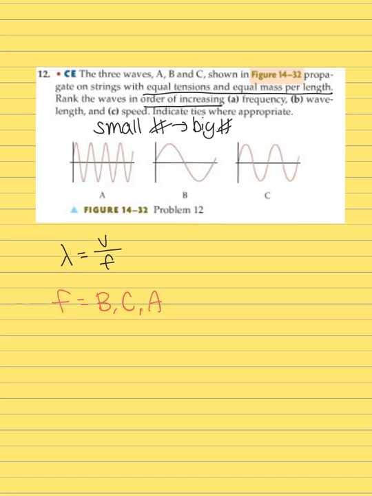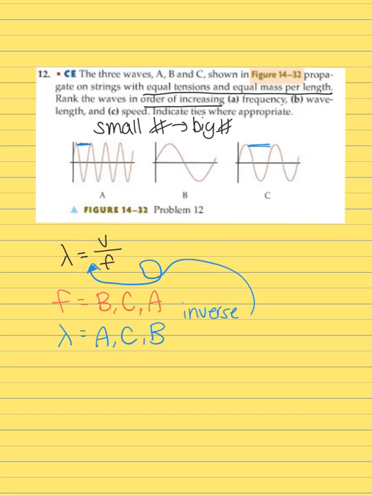Cool. So let's go on to wavelength. Now I've got to look at this. My smallest wavelength is A, and then we have C, and then we have B. Now this is kind of cool because we know that these are inverse relationships, and we can also tell that from our equation right here. Super cool connection that we have.